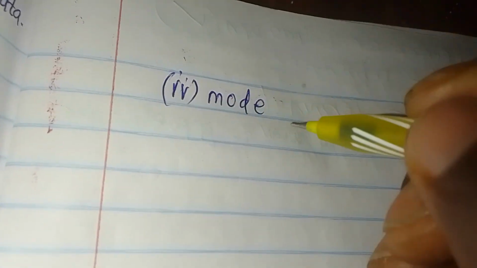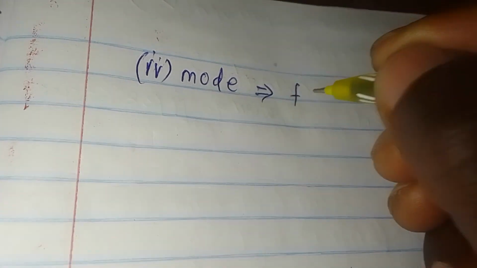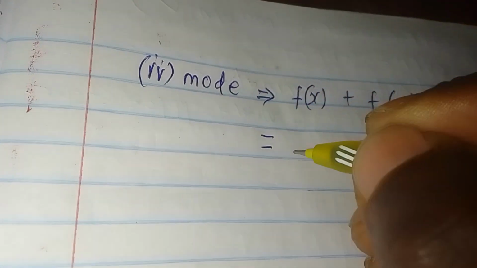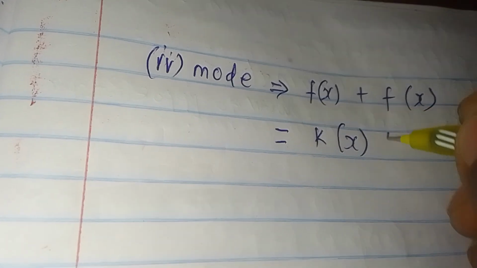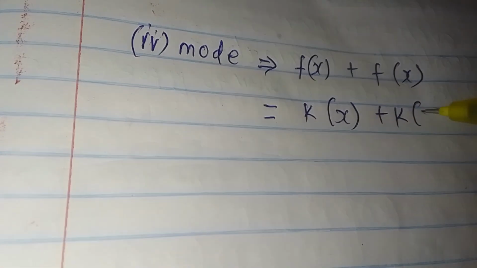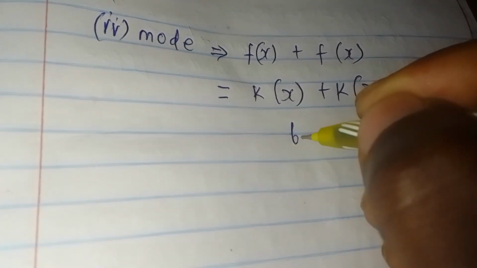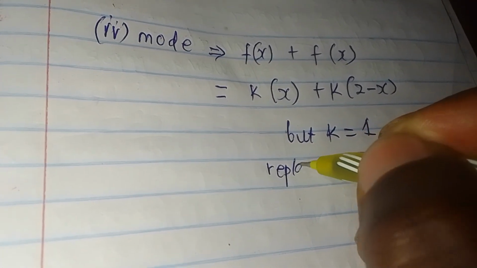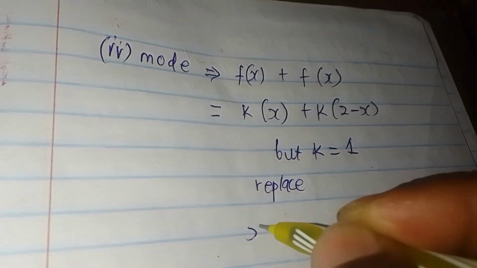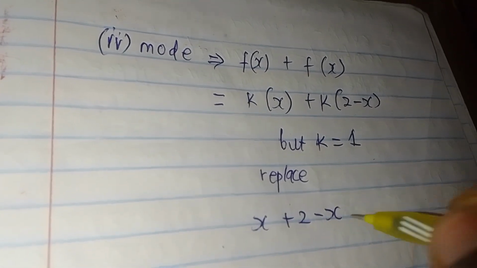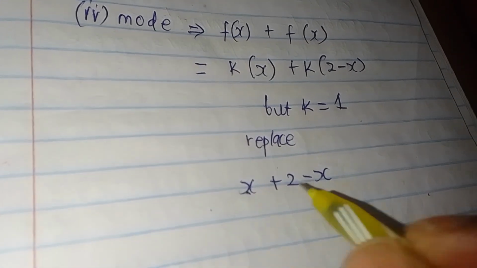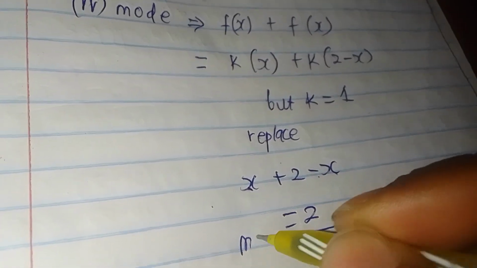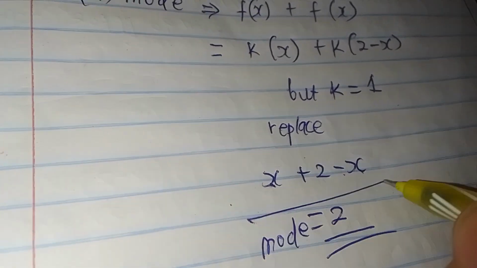So the mode will be function of x plus function of x. And our function of x was k into x plus k into 2 minus x, but we know k is equal to 1, so when we replace, we will get x plus 2 minus x. So x minus x will be 0, so we will remain with 2. So our mode will be 2, so this one is the answer.